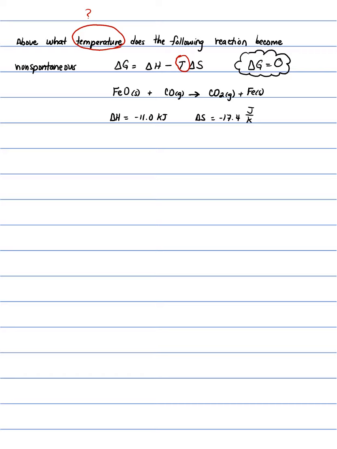So to solve this problem, you're solving for T, setting up delta G as 0, and you have your values for delta H and delta S. So try to plug in everything in the equation and solve for T, and pause the video so you can solve it and then come back and check my calculations.